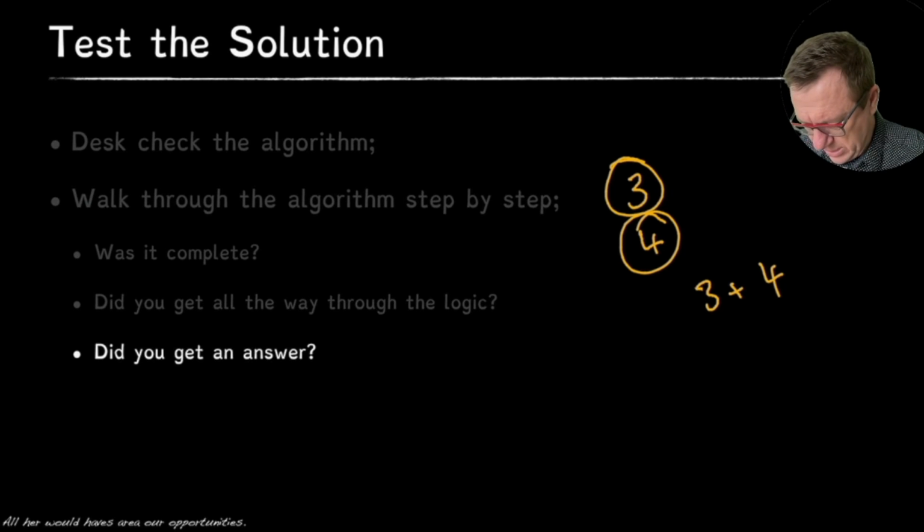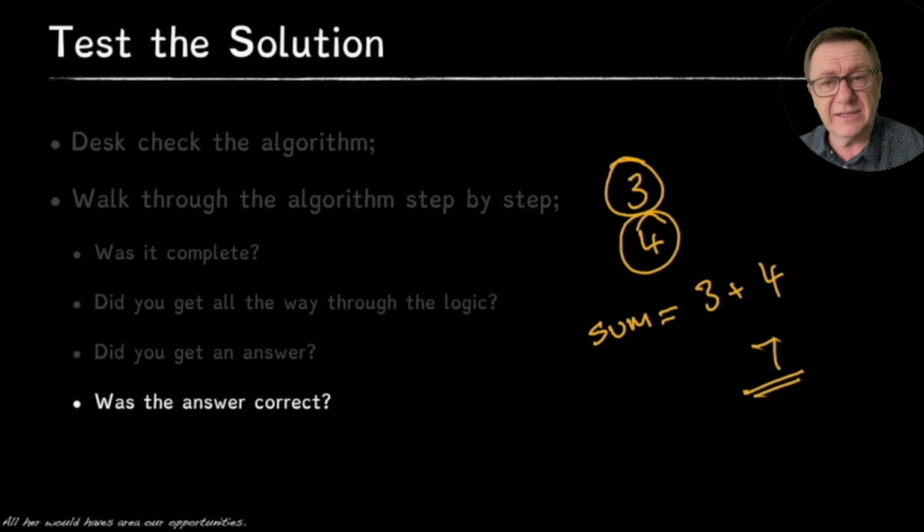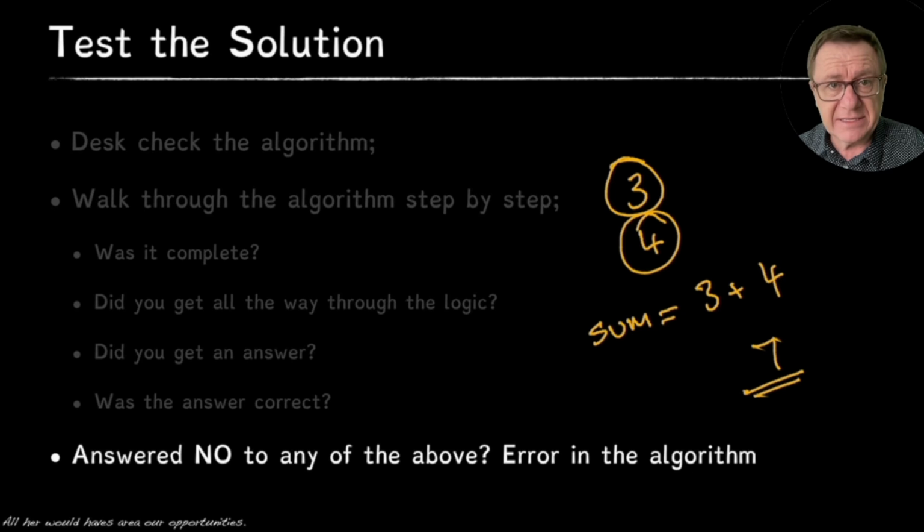All right, I think that's right. Now, in our situation, sum was going to be 7, and then we said output 7 and go, I reckon we got that right. We desk checked it and we got the correct answer. So our algorithm, step by step, is good. Now, if we answered no to any of the above things, we've got a problem, and we go back and fix it. That's all.